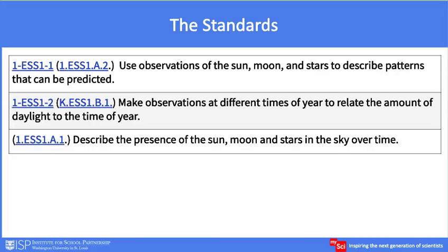This unit covers several first-grade Earth science standards about patterns we observe related to the sun, moon, and stars, patterns of daylight throughout the year, and the appearance of the sun, moon, and stars in the night sky. Each of the Next Generation Science standards corresponds to a Missouri Learning Standard, listed in parentheses on this chart. Take a moment to pause the video and review them.